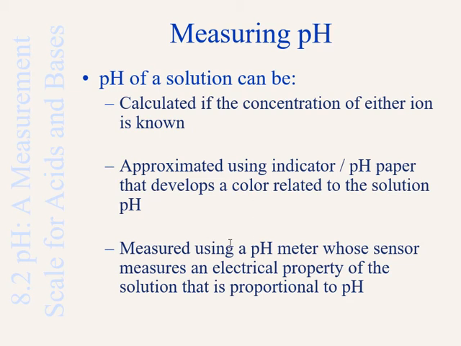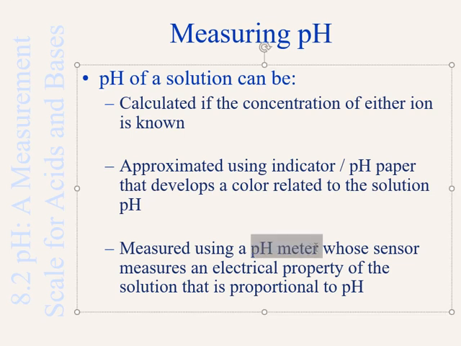We measure pH many ways, but in the lab we use one specific instrument called a pH meter, which is just an electrode which has electrical properties which senses the proportion of H3O+ ions in the solution and then assigns a pH value to the solution. It gives you a digital readout with the pH value.